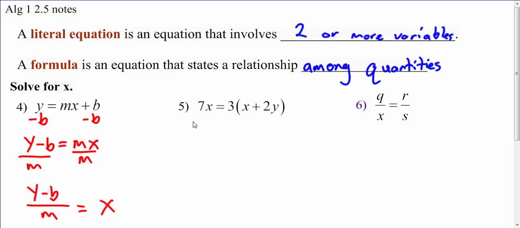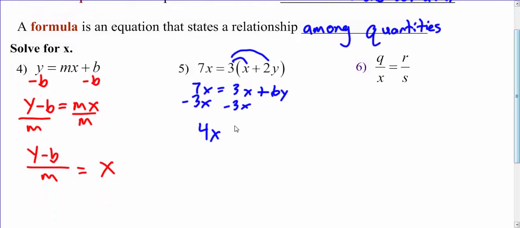Now, what I would advise is on this one, let's distribute. So 7x equals 3x plus 6y. So I've taken that 3, multiplied it by x, and by 2y. Now let's get the x terms together. In the end, we're trying to get all the x terms to one side isolated. So we only want to have the x terms together. So 4x equals 6y. And then, of course, the last step is divide by 4. And I'm going to go ahead and simplify that. 6 over 4 is the same as 3 halves y.